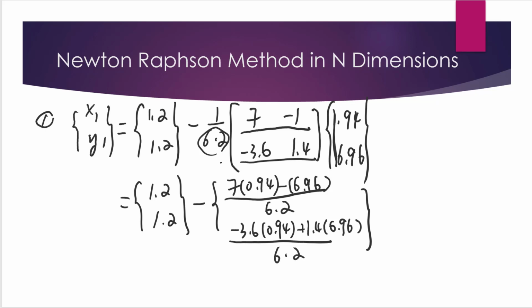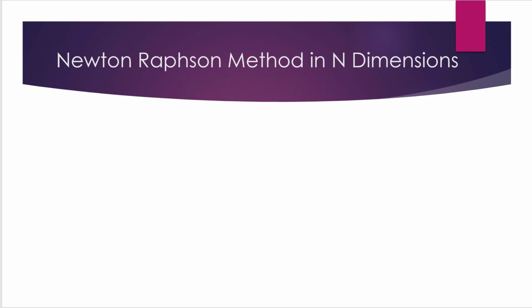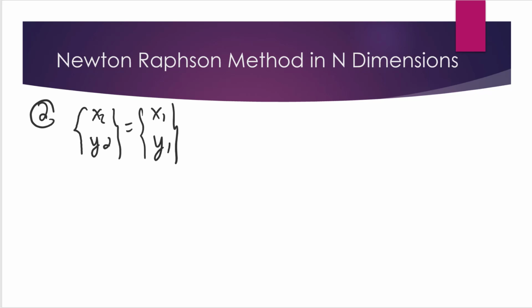Okay, then you can calculate this. So I will show you directly that the result will be 1.261, and here it's 0.174. So this is the result for the first iteration. So let's see the second iteration. The second iteration, the formula will be x2, y2 equal to x1, y1. We just got x1, y1 from the first iteration, right?